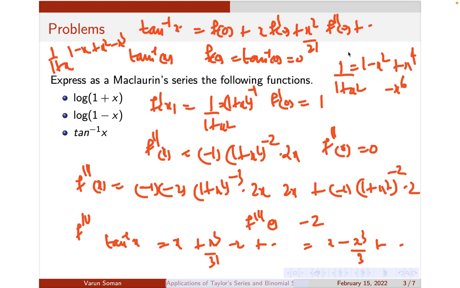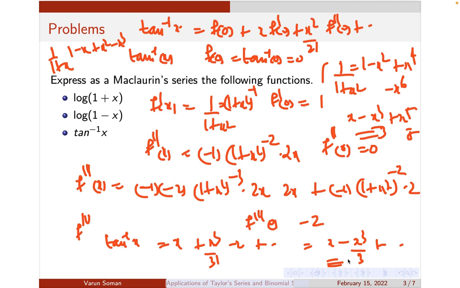Okay, so when you integrate 1 by 1 plus x square, you will be getting tan inverse x. So your expansion of tan inverse x will be obtained by just integrating this quantity, that is nothing but x minus x cube by 3 plus x raised to 5 by 5, the same as the one we obtained by the direct method also. So in some cases, using the shortcut methods would be much easier.